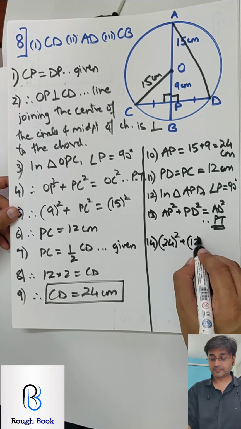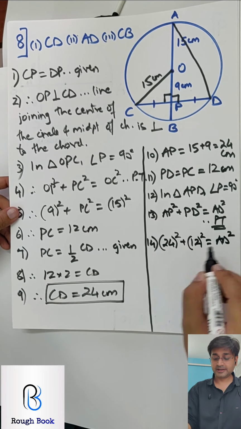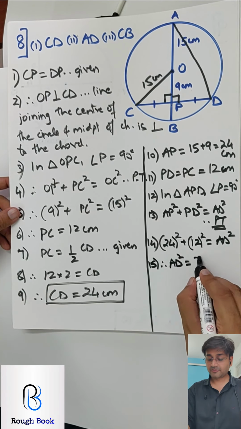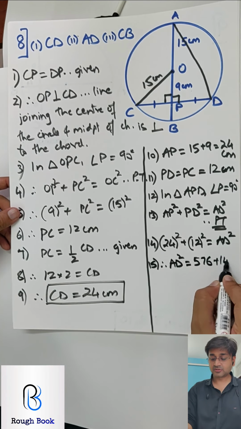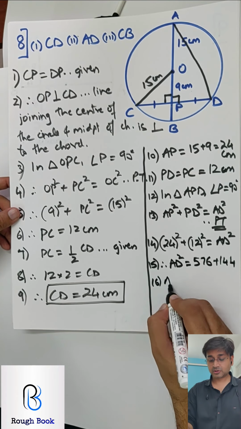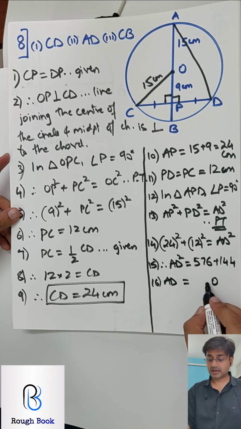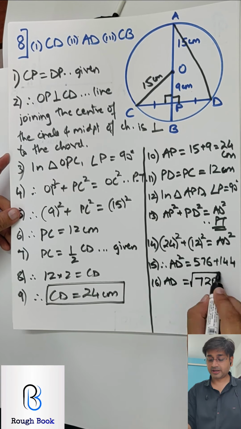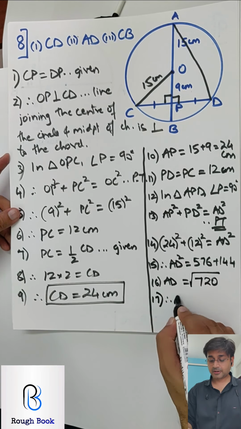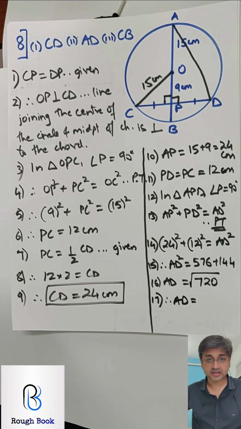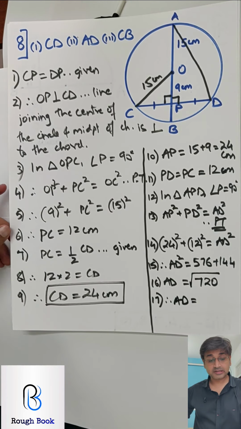PD is 12, equals AD. So therefore AD square is 576 plus 144. So AD will become 720 under the root. Now, I don't want you to get into decimals here. If the answer is in decimals, you may leave it in mixed surd.